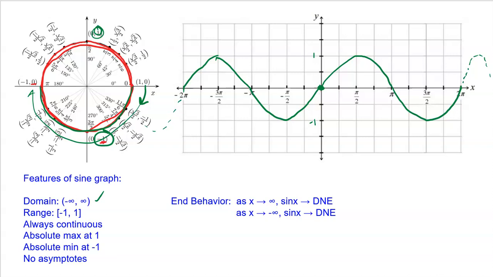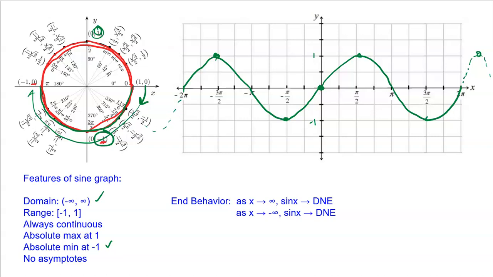It's always continuous. There are no points of discontinuities, no jumps, no vertical asymptotes, and certainly no holes. It does have an absolute max at 1. It actually repeats it. There are several of them. There's actually an infinite amount of them because this beautiful wave, this up and down wave, continues on forever. There's an absolute min at -1. And again, there's several of them. And there's no asymptotes. You don't have to worry about any vertical or horizontal asymptotes.